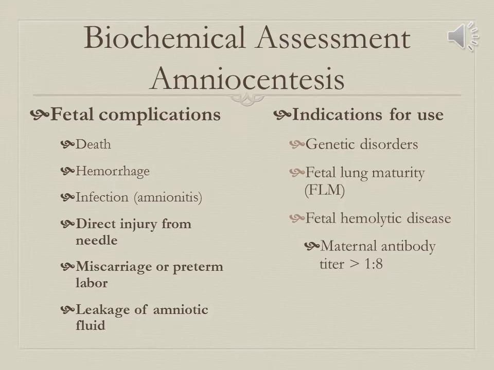AFP, or alpha-fetoprotein levels, if they are elevated in the amniotic fluid, will help diagnose neural tube defects. You can also take the amniotic fluid and use it to test fetal lung maturity. You will take a sample of the fluid, mix it with ethanol, shake it up, and then assess the amount of bubbles that form with the sample. You're looking at the surfactant levels when you do this.